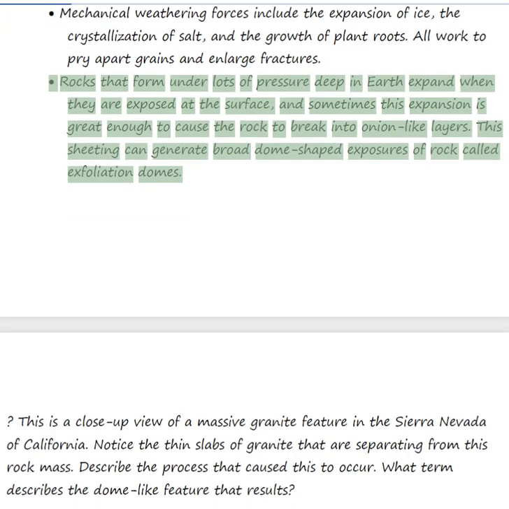Rocks that form under lots of pressure deep in Earth expand when they are exposed at the surface, and sometimes this expansion is great enough to cause the rock to break into onion-like layers. This sheeting can generate broad dome-shaped exposures of rock called exfoliation domes.